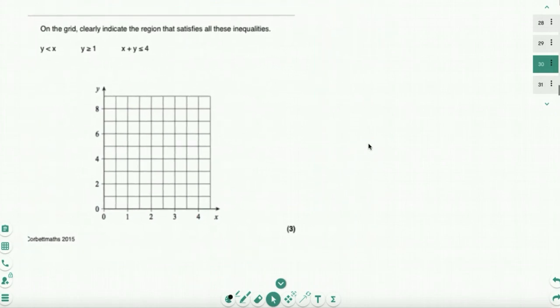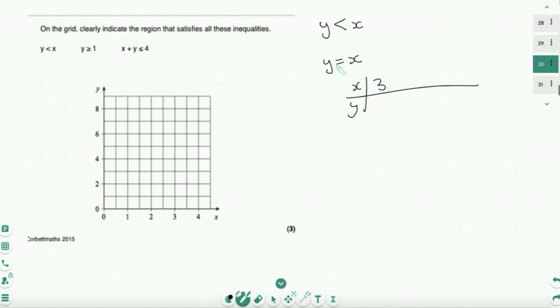So on the grid, clearly indicate the region that satisfies these inequalities. All right, let's look at the first one. Y is less than x. So to draw the line, just replace the inequality with an equal sign, okay? So y equals x. So the y coordinate, just say the word coordinate, it makes it much more clear. The y coordinate is equal to the x coordinate. So I draw a little table, x and y. If I say x is 3 and the y coordinate is equal to the x coordinate, y also has to be 3 because y is equal to x. So that's our first coordinate, 3, 3.